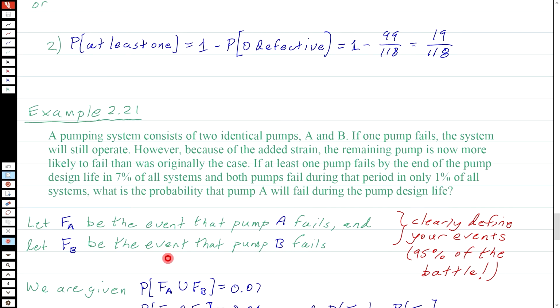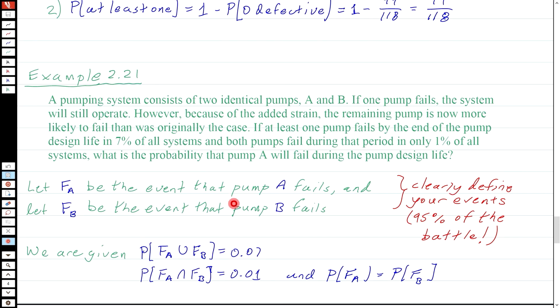After I've defined the events, the next thing I do is try to express the given information in terms of the events that I've defined. If I can do that, as well as the question in terms of the events I've defined, then I know I've got a good set of defined events. If I can't express the information or the question in terms of my defined events, I've got to go back to my defined events. And by the way, you should keep your events as simple as possible. For example, you would not have a single event for both pumps fail, because that's FA intersection FB. As soon as you see that intersection, you know you have a rule for computing probabilities. So keep the events simple, one thing at a time.